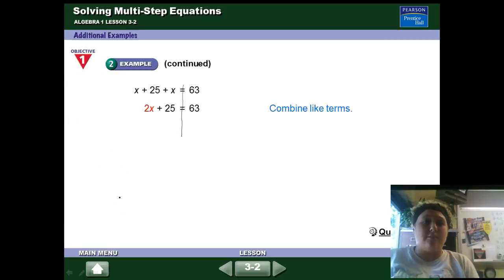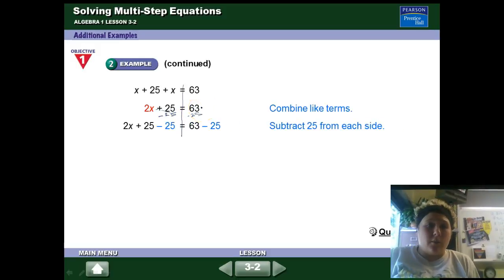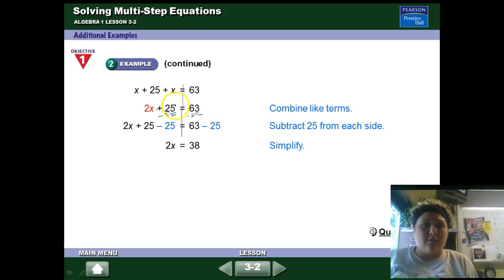So the first thing is adding and subtracting. Well, there's multiplication here, so I want to subtract my 25. Whatever you do to one side, you got to do to the other. So you can see here, subtracted 25 in blue from both sides, simplified, and this is going to cancel, give you 0. You get 2x equals 38. Well, now there's multiplication going on here. What's the opposite of multiply? We're going to divide by 2.